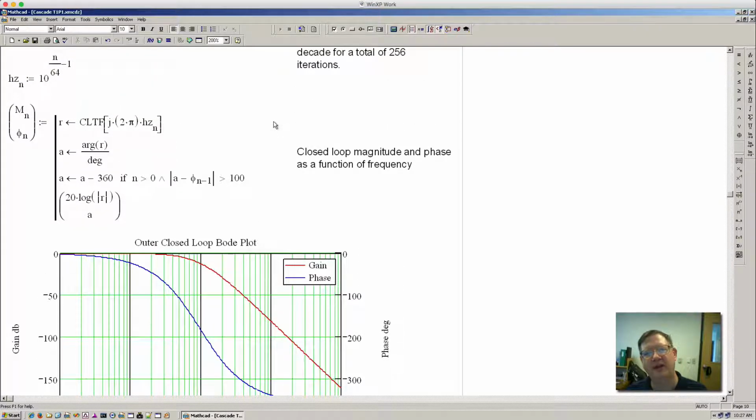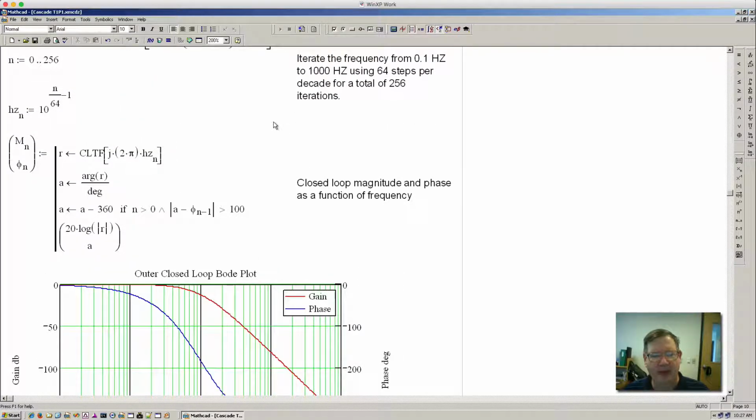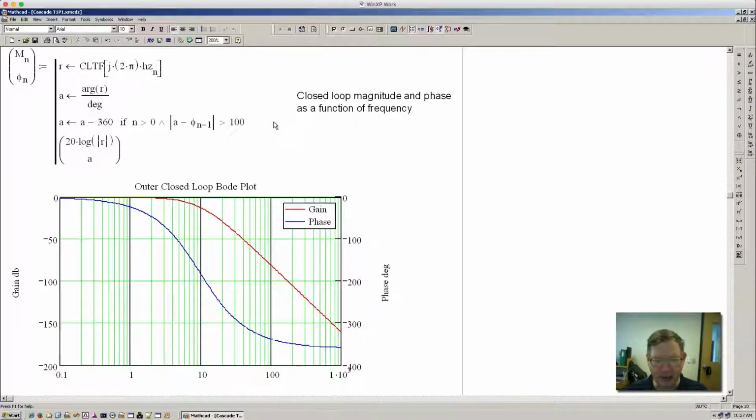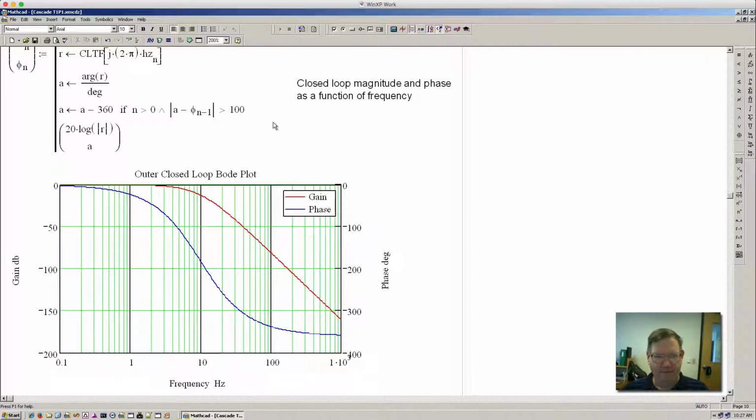Remember, I set the alpha, the bandwidth, to be 10 hertz. I did 2 times pi times 10, so that's minus 62.8 or something like that. And if you have 4 poles at that location, you would expect it to be 3 dB per pole, so this would be about 12 dB.